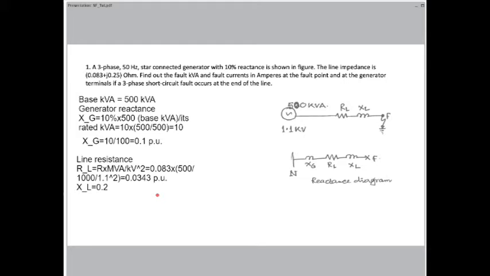So we have 0.25 as the reactance, and then we multiply it with the MVA, which is 500 kVA over 1000, divided by 1.1 squared, and what should be the value in per unit? It will be straight in per unit, as I did for the resistance value.